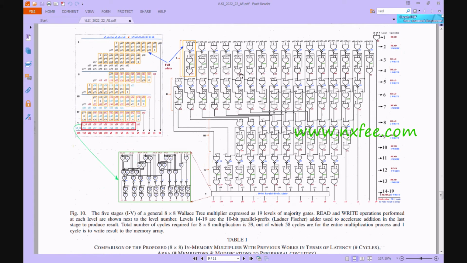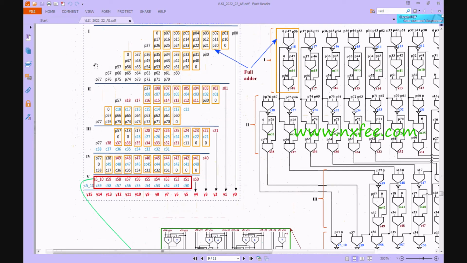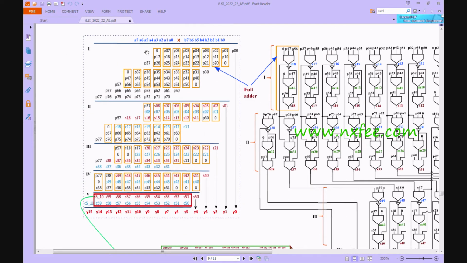This is the 8x8 multiplication design. Here you can check the multiplication architecture, which is a number of partial product based additions. The disadvantage here is that they use a large number of full adders and it takes 4 stages, 1, 2, 3, 4, and the final stage is also designed with the ladder feature parallel prefix adder. So we plan to reduce the number of additions and partial product additions.